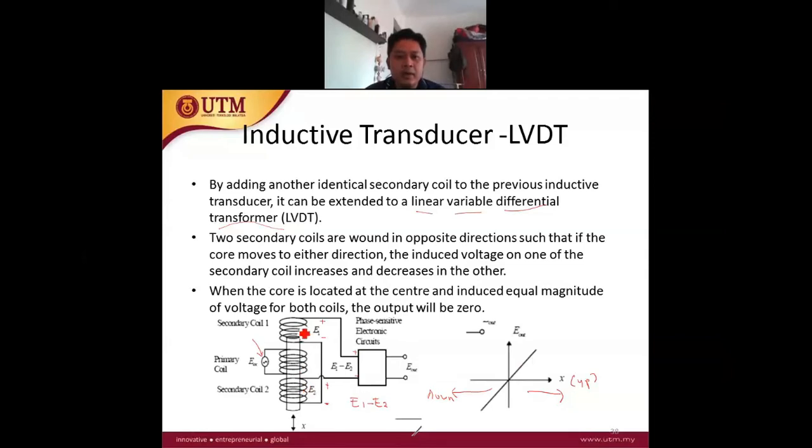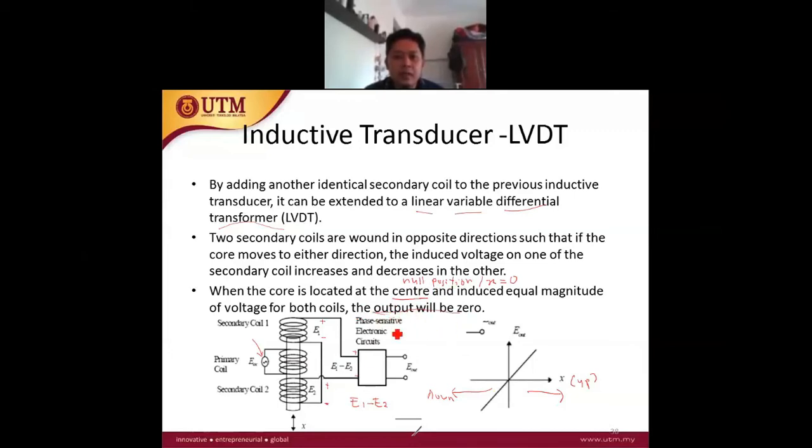Basically, when the core is located at the center, or what is called the null position, or X, the displacement, is equivalent to 0, the amount of flux linkage on the first and second secondary windings will be equivalent. So the mutual inductance will be the same, equal at E1 and E2. Therefore, the magnitude of E1 will be equivalent to E2. So E1 minus E2, the output will be 0.